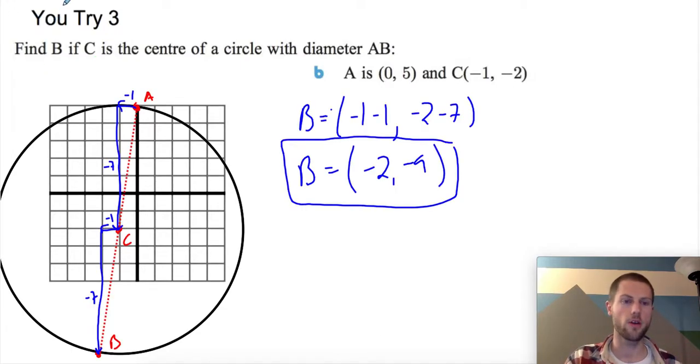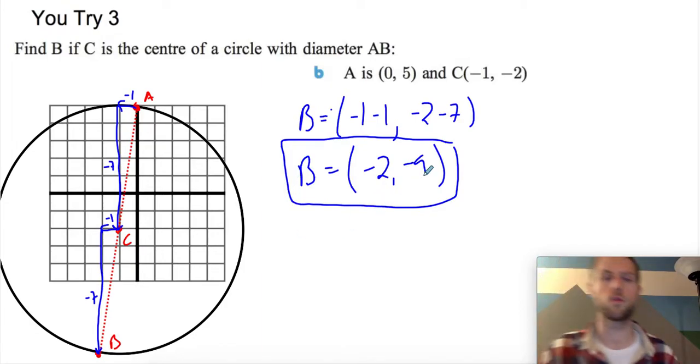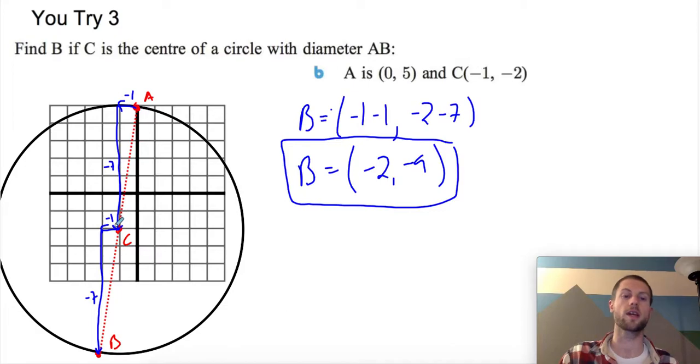All right, so here is my answer here. Vector B, or rather point B, is at (-2, -9). And I took the approach of just counting my steps here. I found that to be the easiest case.